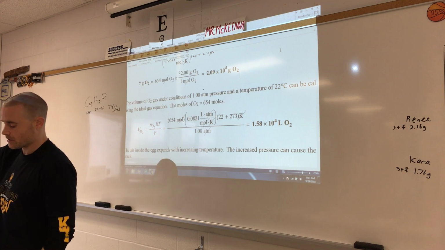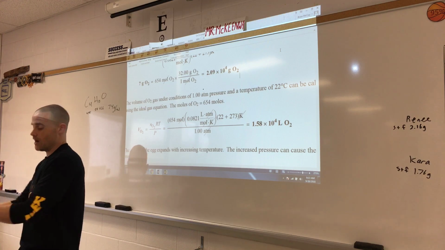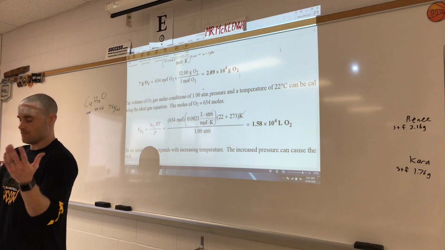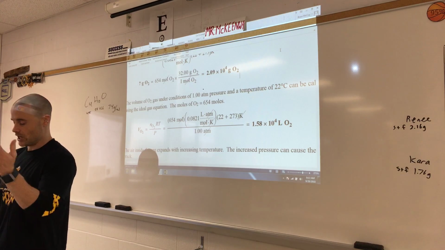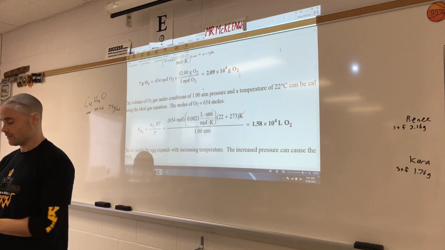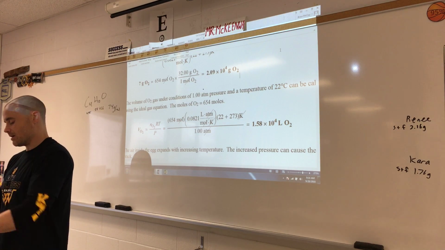So that's it. You're just making a solution. Very simple. Mass this out, put it in a volumetric flask, fill it up to the line, shake it up so it dissolves, and you're done. It is a very simple concept, but they make it complicated.